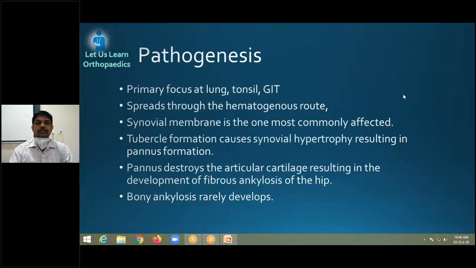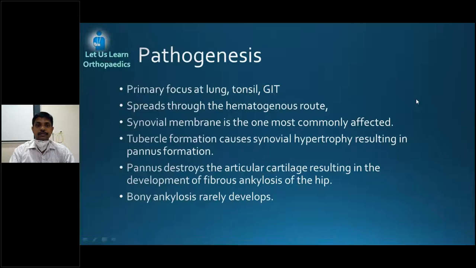In bony ankylosis, the destruction of the cartilage is fast, and the whole of the cartilage is lost to result in fusion of both the subchondral exposed bones. Whereas in tuberculosis, the destruction of the cartilage is patchy. That means there will be intermittent normal cartilage as well as islands of destroyed cartilage, and it's a slow chronic process. So fibrous ankylosis is the commonest sequela of TB hip, whereas in septic arthritis it is bony ankylosis, where the destruction of the cartilage is throughout. Whereas in TB hip, the destruction of cartilage is patchy. That's why it is fibrous ankylosis. So that is regarding the pathogenesis of the TB hip.